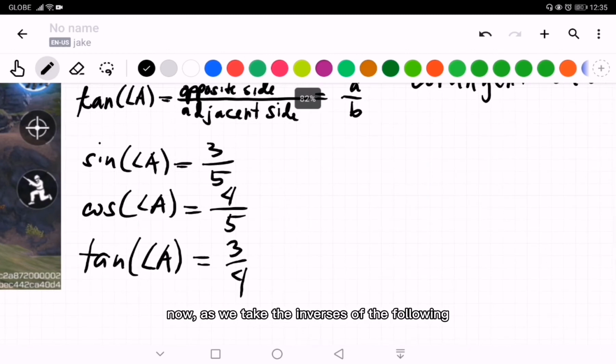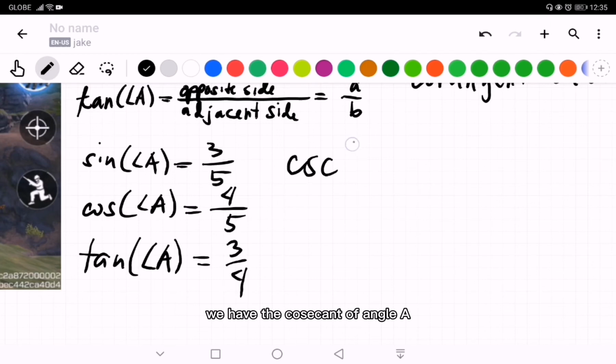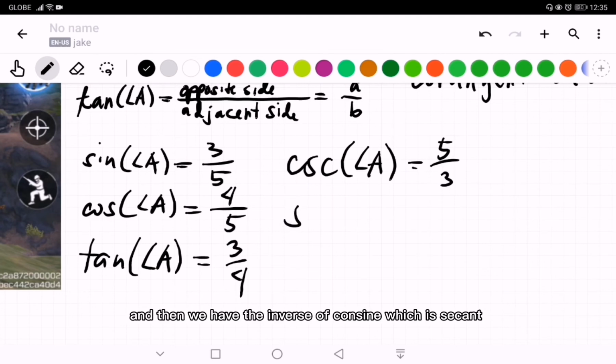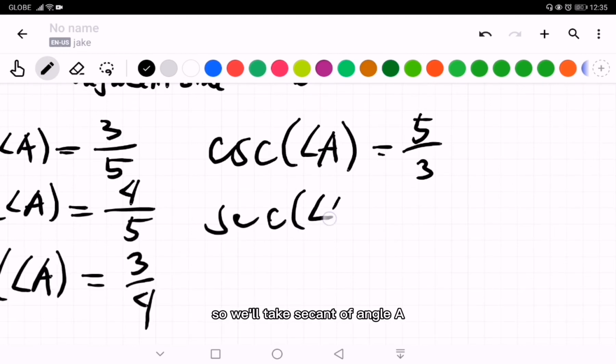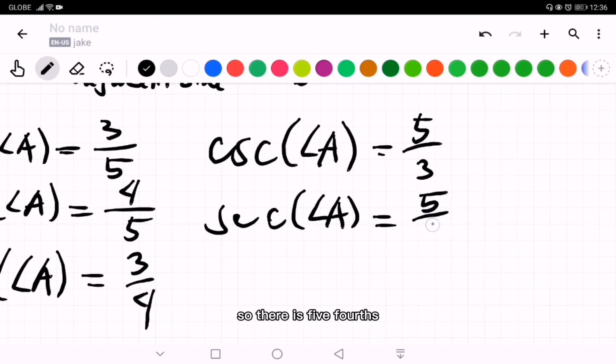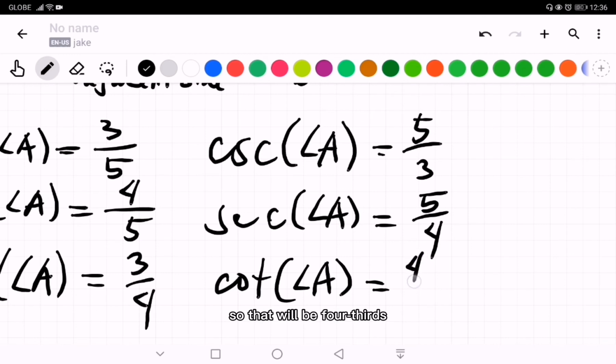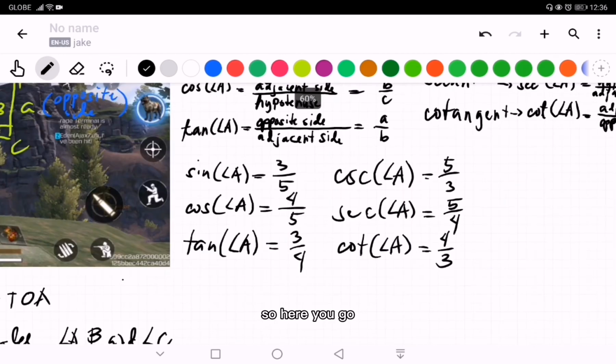Now, as we take the inverses of the following, we have the cosecant of angle A, which is the inverse of 3 over 5. So we'll take the reciprocal 5/3. And then we have the inverse of cosine, which is secant. So we'll take secant of angle A, and the value of that is the reciprocal of 4 over 5, so that is 5/4. And then we have cotangent. Last but not the least, we have cotangent of angle A, which is the reciprocal of 3/4, so that will be 4/3. So here you go.